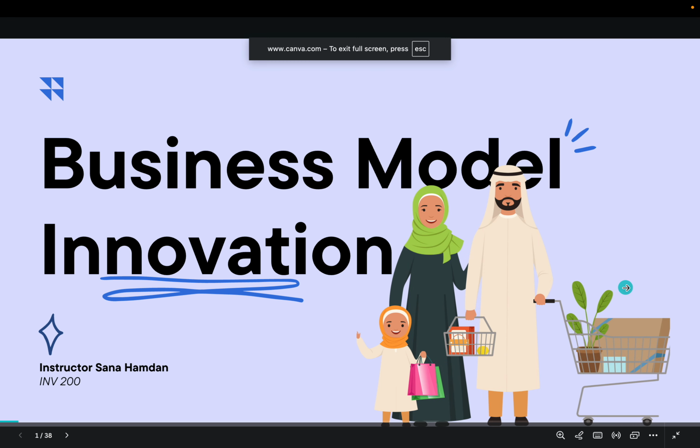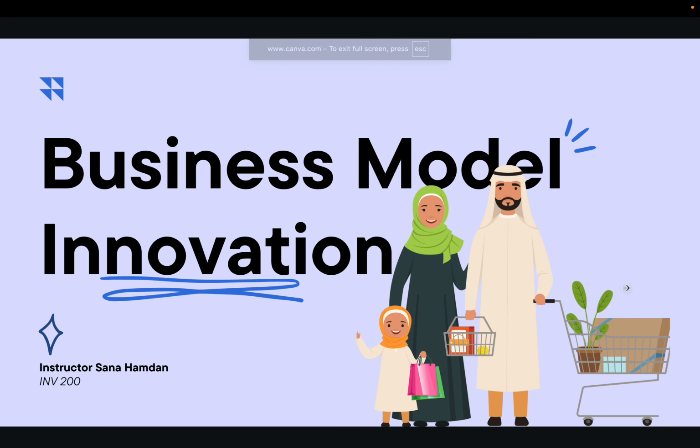Okay, so today we're going to learn about business model innovation. So, does anyone know what a business model is? Business plan, business structure. Yeah, it's a business structure. So, business plan may be a different word because that's like the document, but business structure, I like this. What else?